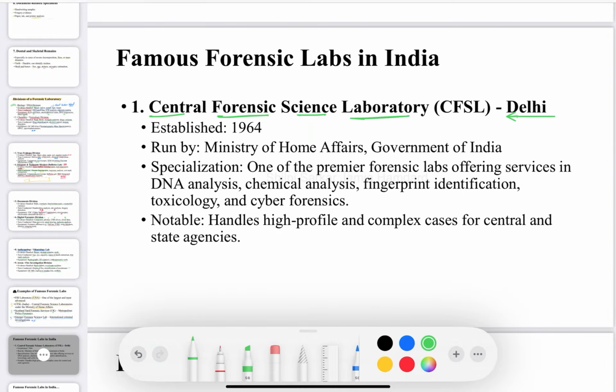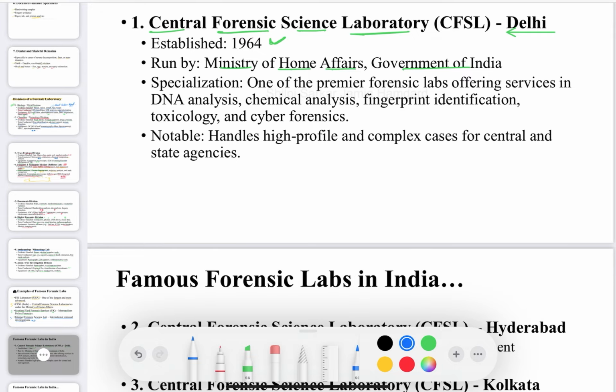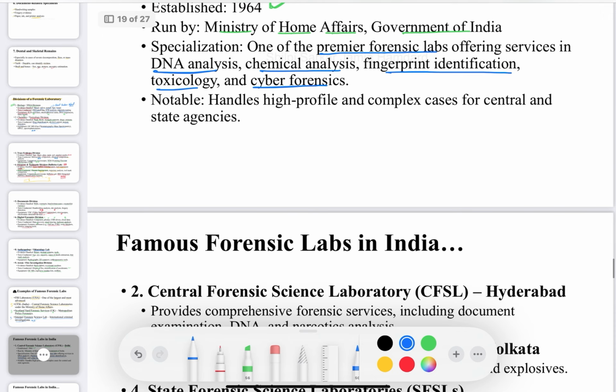That is mainly located in Delhi, and it was established in 1964 and runs under the Ministry of Home Affairs, Government of India. Its main specialization is that it is one of the premier forensic labs offering services in DNA analysis, chemical analysis, fingerprint identification, toxicology, and cyber forensics. The most notable point is that it handles high profile and complex cases for central and state agencies. It is a more important point, right?